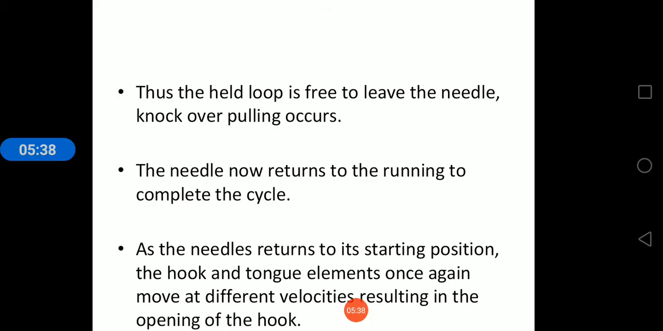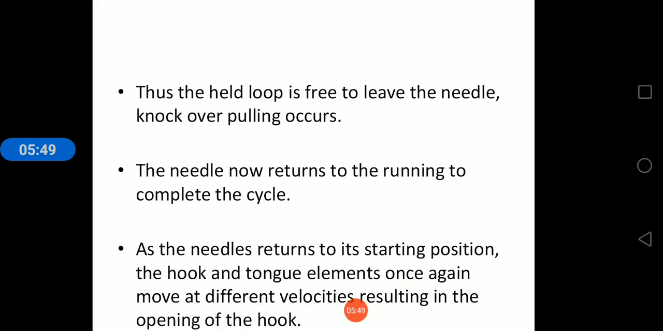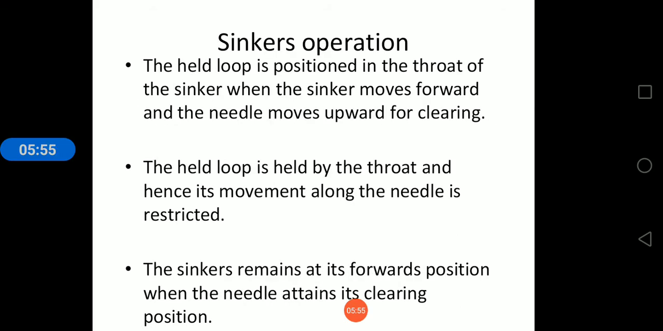As the needle returns to its starting position, the hook and tongue elements once again move at different velocities, resulting in the opening of the hook. Now the sinker position. The held loop is positioned in the throat of the sinker. When the sinker moves forward and the needle moves upward to the clearing position, the held loop is held by the throat and hence its movement along the needle is restricted. The sinker remains at its forward position when the needle attains its clearing position.